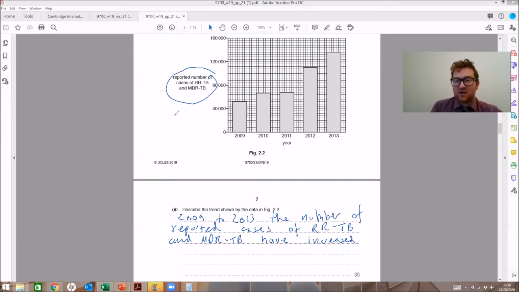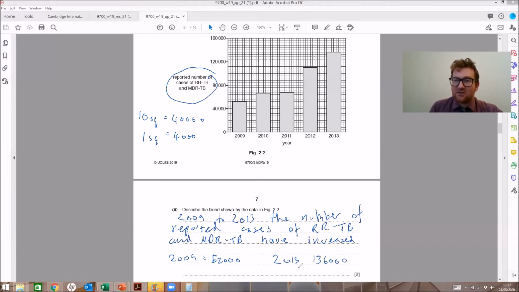Now the other marks come from using data. So if you work out the scale here, 10 squares equals 40,000, so 1 square equals 4,000. Here you can use data. So in 2009, you have a total of 52,000 cases. However, in 2013, you have 136,000.